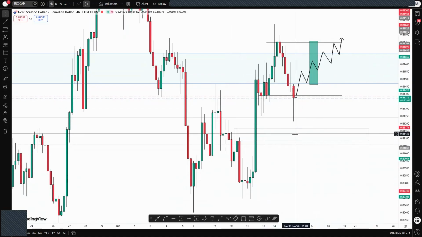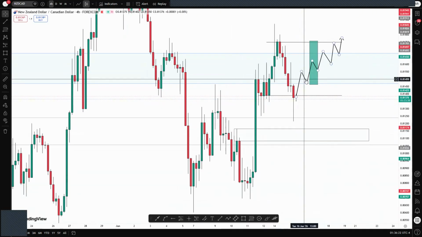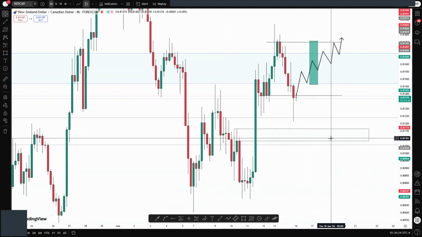So this price might even fill this level before it starts going up, you know. If not, it will still come and fill it sometime. So that's how we can approach these markets really.